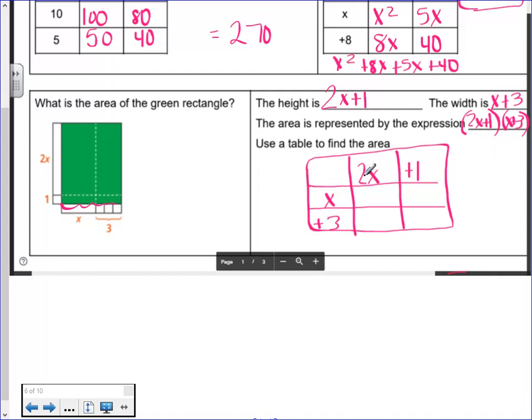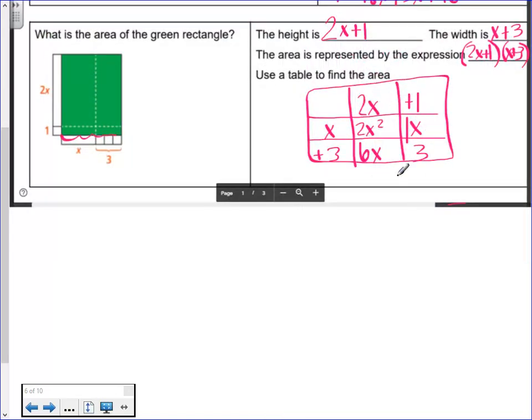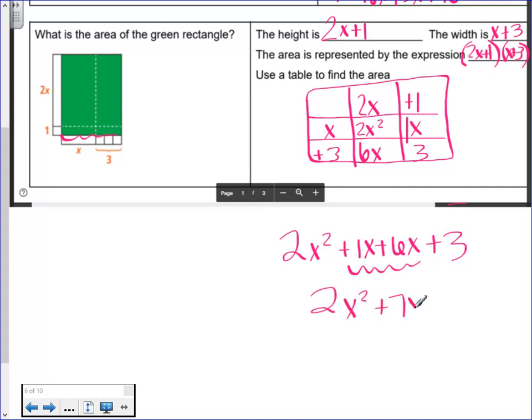So now you're going to take x times 2x, which would be 2x squared. You're going to take x times 1, which is just x, or you could say 1x, either way. 3 times 2x is 6x, and 3 times 1 is 3. So when you're adding all this together, you're adding these 4 boxes we just came up with. 2x squared goes first, then you have 1x, then you have a 6x, then you have a positive 3. You have to combine like terms right here, so it would be 2x squared plus 7x plus 3, and that's my final answer.